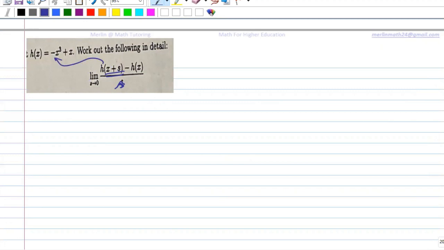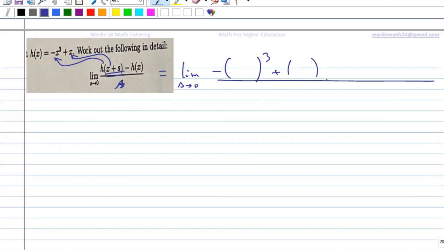Plug this in every x you see. So it becomes limit as s goes to 0. Okay. Let us plug in. So it would be minus this cube plus something that you tell me. What shall I put? Go ahead, what shall I put in this? Okay, so you put the minus, like that.